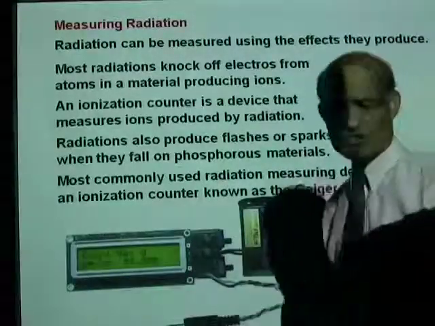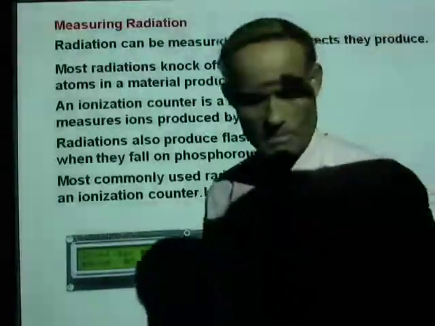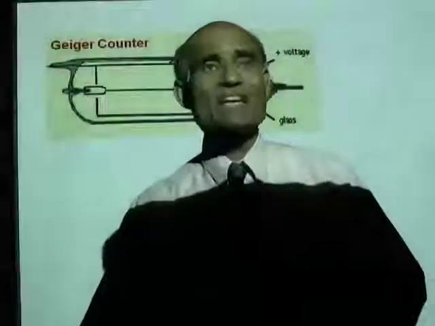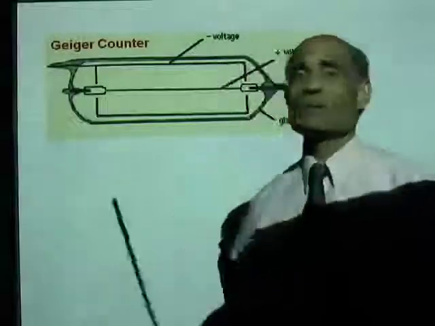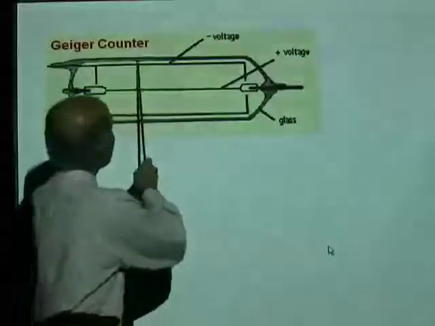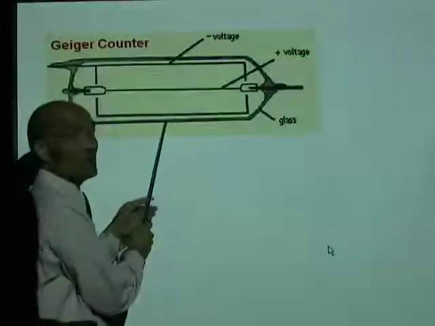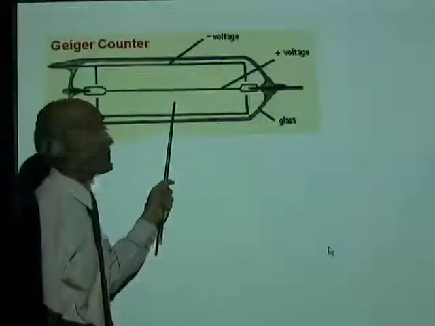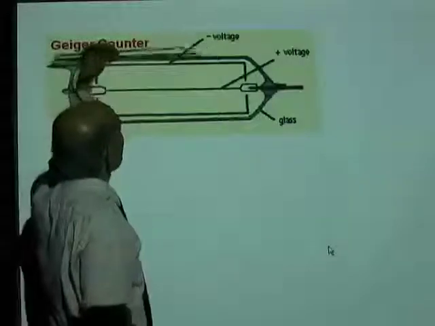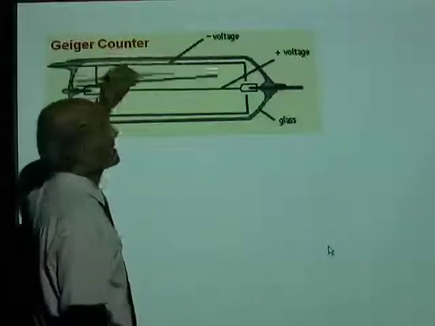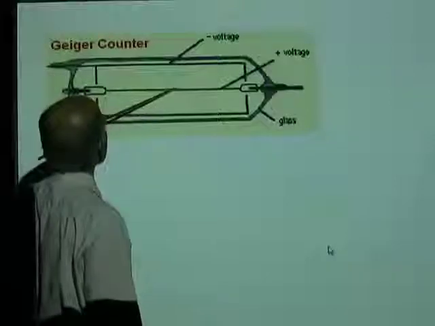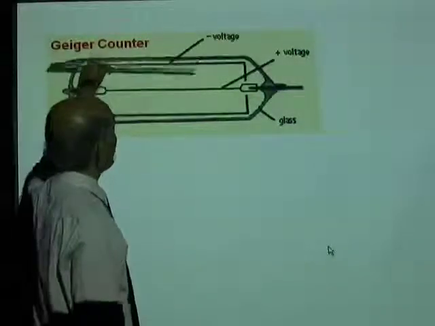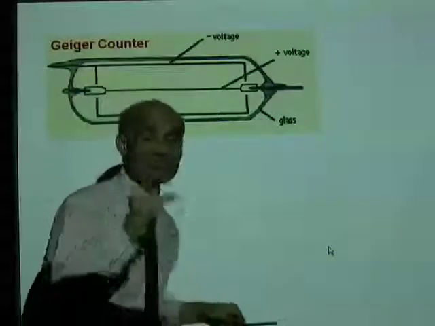Well, that is just a picture. That's not very useful. But I have a diagram that shows what a Geiger counter is. Now, a Geiger counter is a tube that contains a certain gas. The tube is metallic, and inside the tube you have a stretched wire. And actually, the tube and the wire are two electrodes.